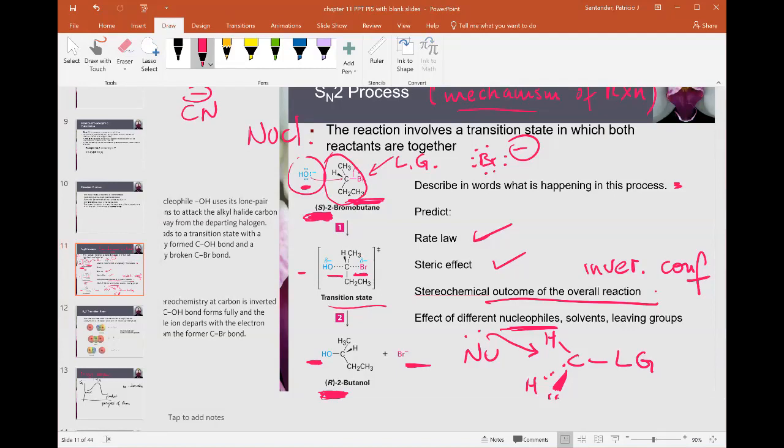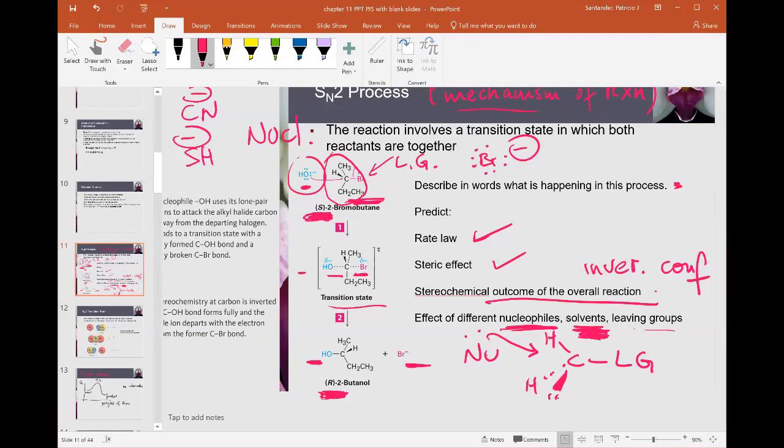So some other alternatives, I can use CN minus, or I can use SH minus, or I can use water, etc. There are many different nucleophiles that I can use. The other thing that I can change is the solvent. And you could see in the previous installment, I showed you how by running the reaction in different solvents, you can get a different distribution of products. So the nature of the solvent can be extremely important.